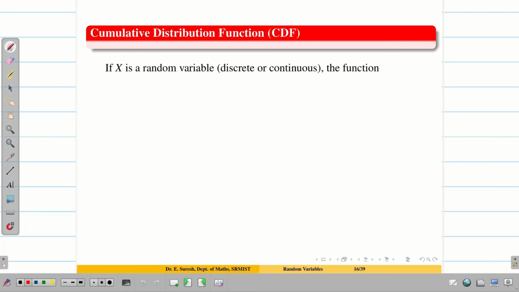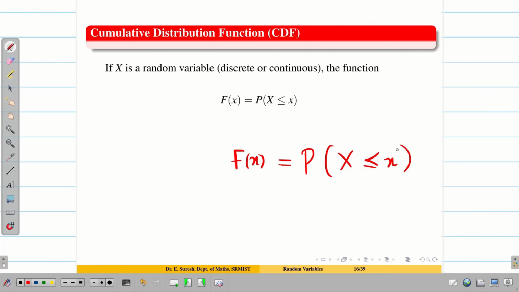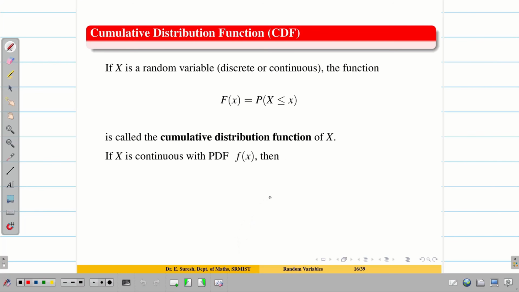Let us recap the definition of cumulative distribution function. The notation is capital F of x, which is equal to probability of X less than or equal to x. For a continuous random variable with a given PDF small f of x, capital F of x is the integral from minus infinity to x of small f of x dx. So let us see a few problems on finding CDF.